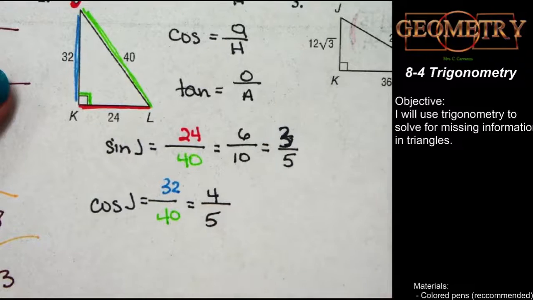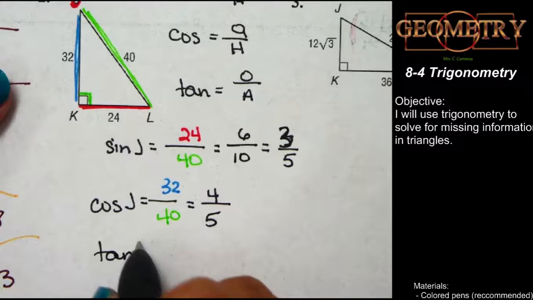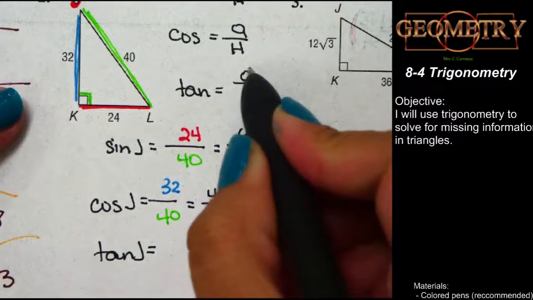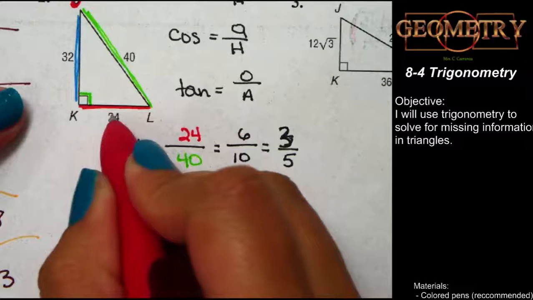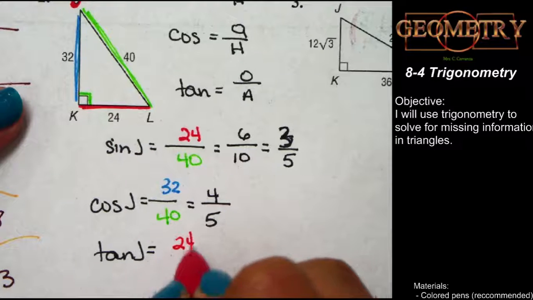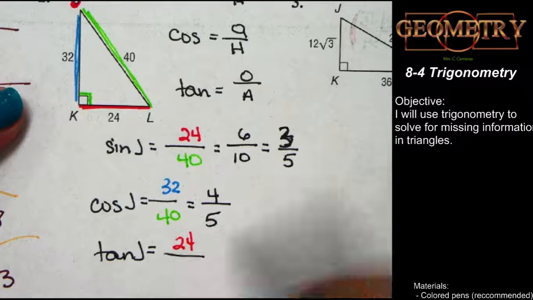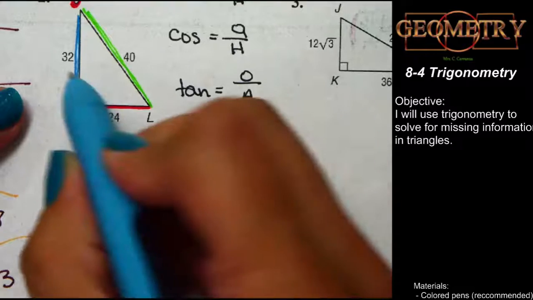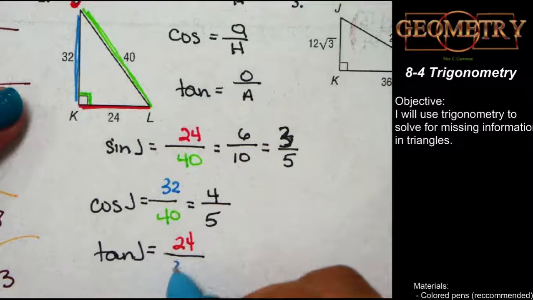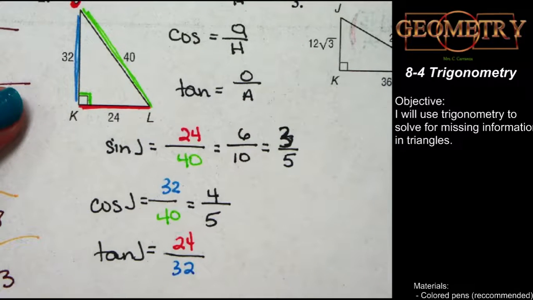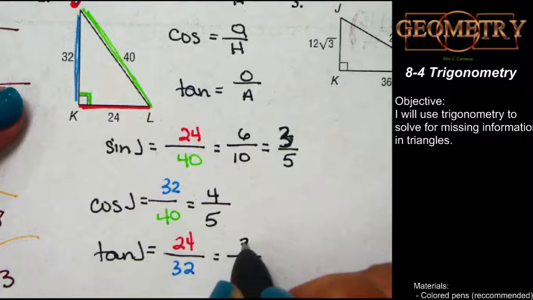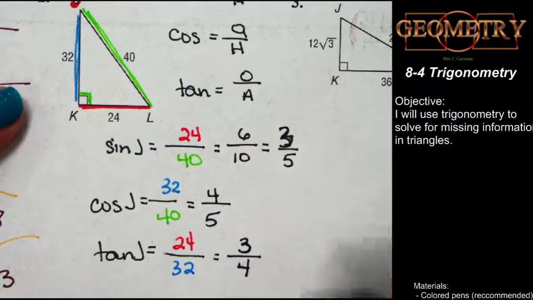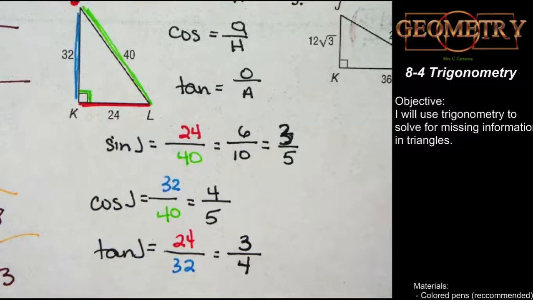We're going to do tangent last. Tangent of angle J is given by opposite over adjacent. And so the side opposite angle J has a measure of 24. And the side adjacent to angle J, that's next to but not the hypotenuse, has a measure of 32. After reducing this fraction down, I get 3 over 4. Those are our basic trigonometric ratios.